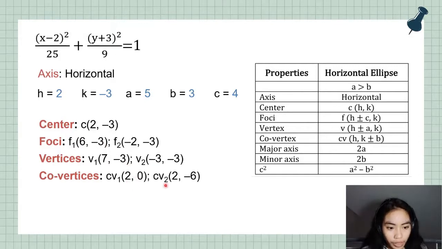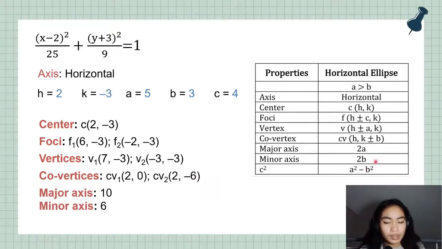So just copy the value of the h right here. And then negative 3 minus 3, it will be equal to 6. And for the major axis, just multiply the a by 2. And for the minor axis, just multiply the 3 by 2. There we have it. So good to know.